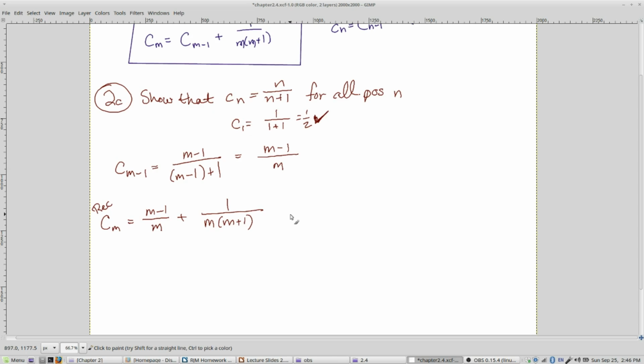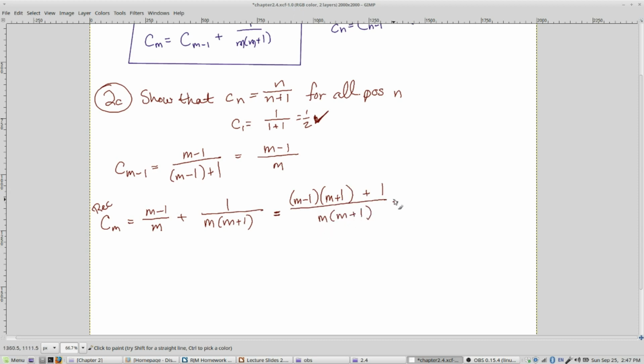So great, we get to work with some fractions, which is always great because we have to do so much work just to deal with the fractions. Okay, so if we want a common denominator, this one already has the m like this. This side needs to be multiplied by m plus 1 over m plus 1. And so let's just go ahead and do that. We'll end up with m minus 1 times m plus 1. And then we'll have plus 1 from this other fraction. And then the denominator will be m times m plus 1.